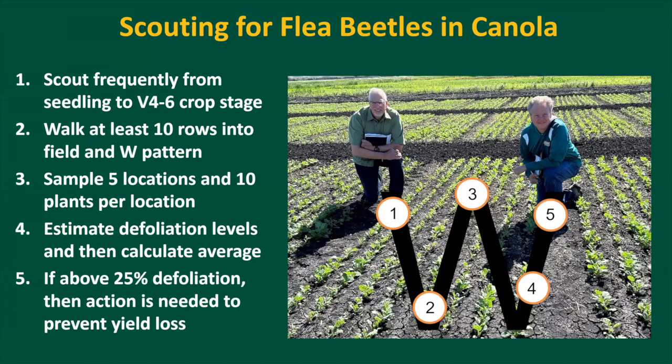For scouting, we recommend that you do it frequently, especially in the spring, depending on weather conditions and also the flea beetle pressures you have in your area. Walk a W pattern and check 5 locations and look at 10 plants and assess the percent defoliation to see if you're at threshold or not. And then calculate an overall average out of all the 50 plants that you looked at in the 5 total locations.